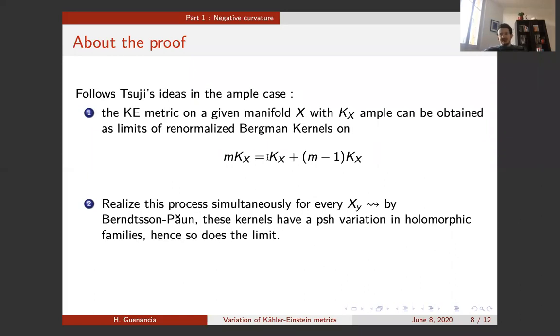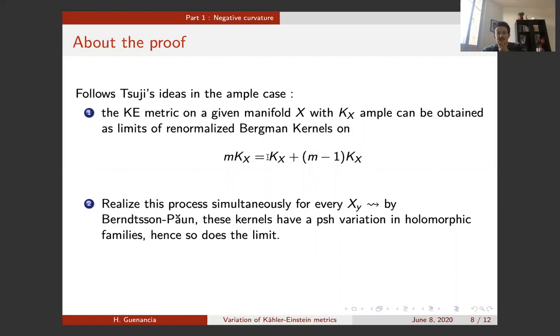Now we do this for every fiber x sub y. And the key point is if you consider relative Bergman kernels, and you can glue them, that gives you precisely the relative Bergman kernels. And Berndtsson and Păun's theorem is that in that setting, if you have Bergman kernels of the form kx plus L and L is semi-positive, then the Bergman kernel on the total space has PSH variation, positive curvature.